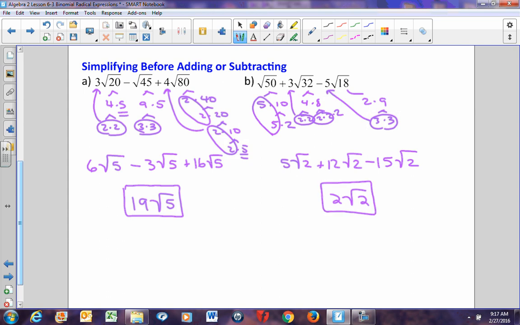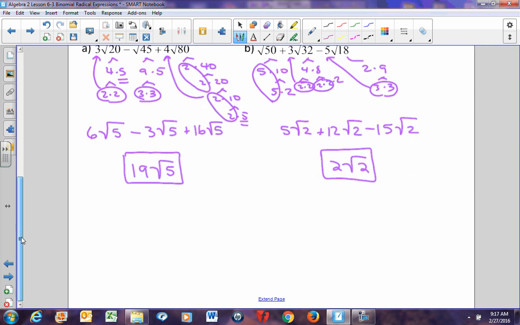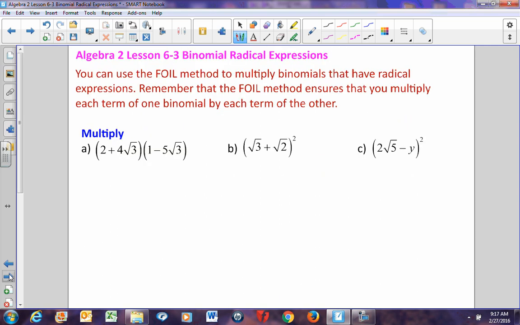Now, we also have to multiply. You can use the FOIL method to multiply binomials that have radical expressions. Remember that you have to distribute. That's what FOIL basically does, it distributes. If you do distribute properly, you will multiply each term of one binomial by each term of the other.